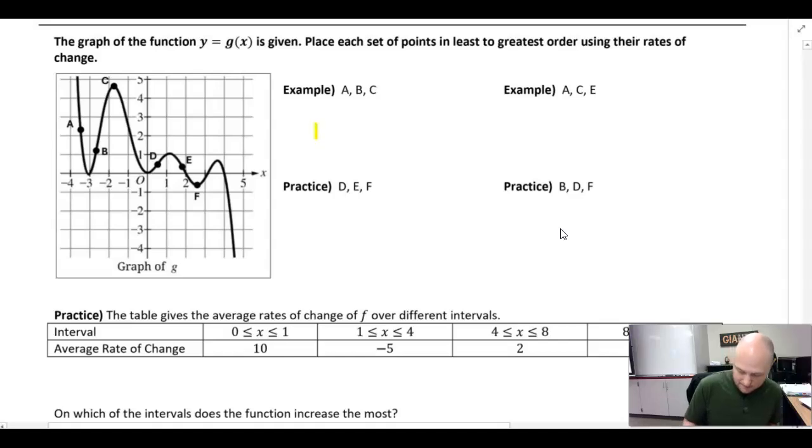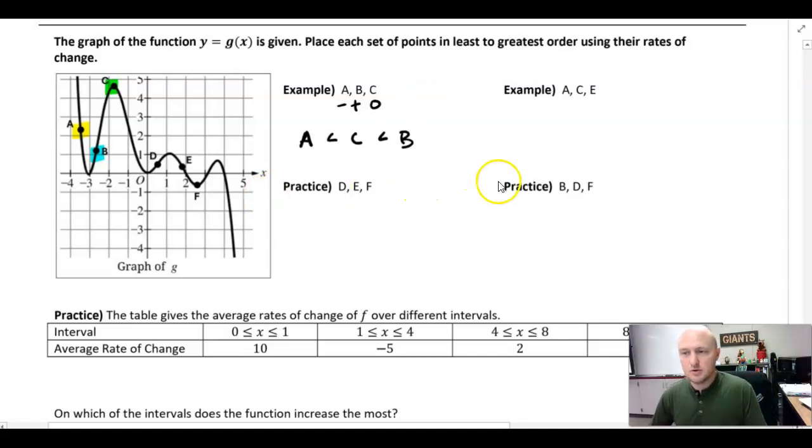So here's A, here's B, and here's C. Note, A is a negative slope, right? We're decreasing here. That's a negative slope, so that's some negative number. I don't know exactly. I could estimate, but I know it's negative. B, that's going up. That's going to be a positive slope. And then C, that is 0. So here's the negative, positive, 0. So if I'm listing them in order, A is less than C, which is less than B. So A, C, B would be your order.